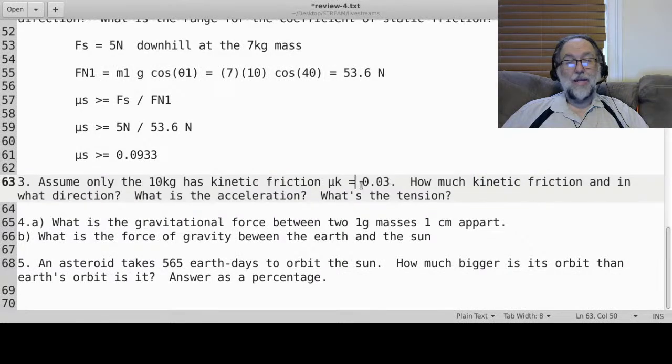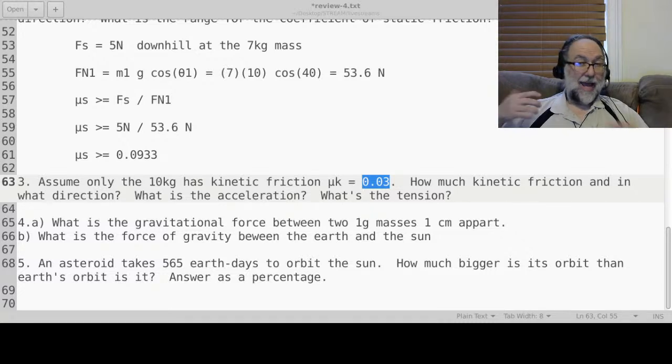By the way, that number 0.03, I don't know if it was for your class or one of the classes, I accidentally chose a mu k that was too big. Mu k has to always be smaller than mu s. Technically this mu s is for the 7 kilogram and now we're talking about the 10 kilogram, so we're comparing apples and oranges a bit, but roughly speaking it would be in the same ballpark. If mu k were bigger than mu s, you'd be in trouble because it wouldn't even start to move. That would be a contradiction. How can it be a coefficient of kinetic friction if it's not even going to move?